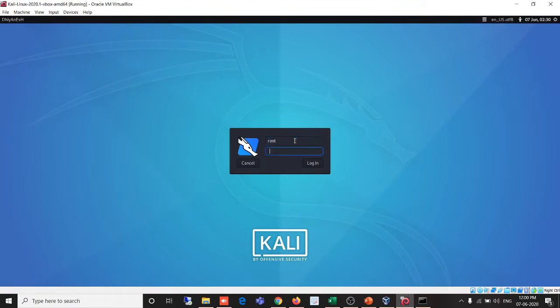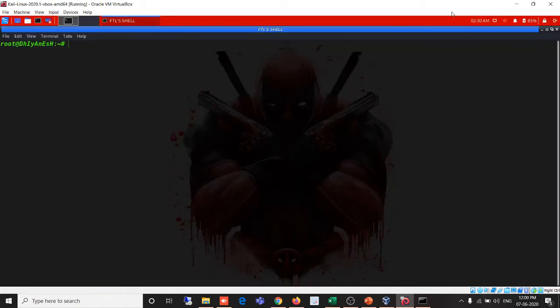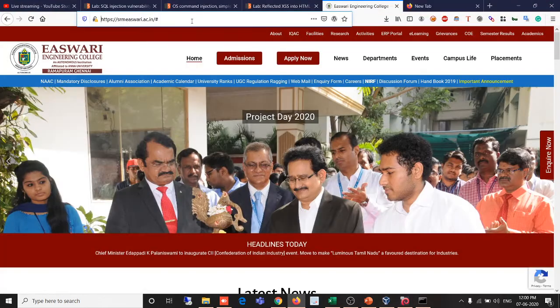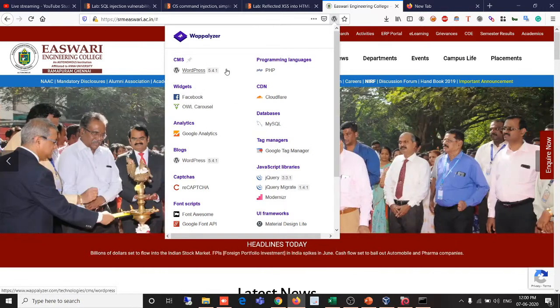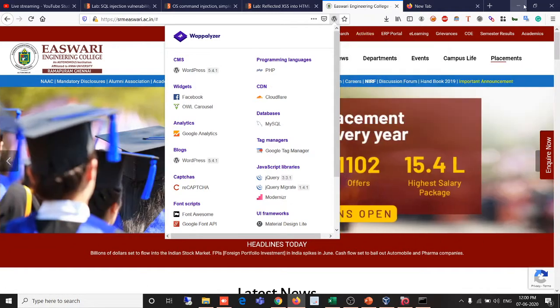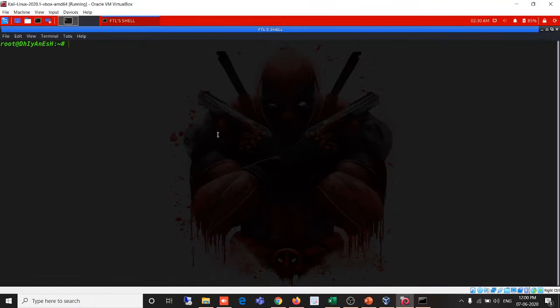So it is of no use, but I would just show you guys how an enumeration is done. So this is SRM Eshwari, and as we have found from the initial phase, it works with WordPress 5.4.1, right? There are n number of tools similar to this. If you find any interesting steps, you could do that.